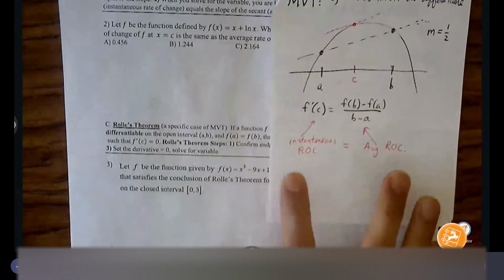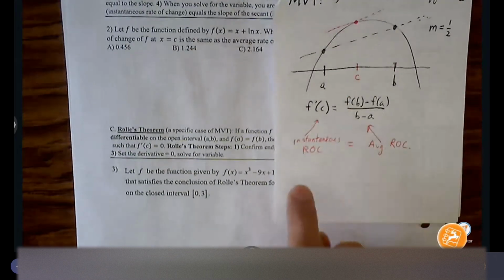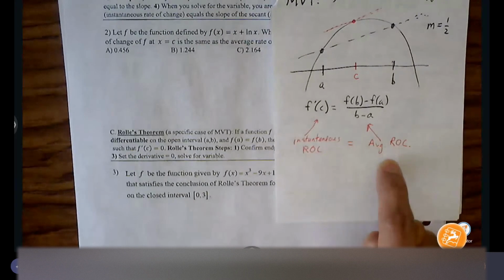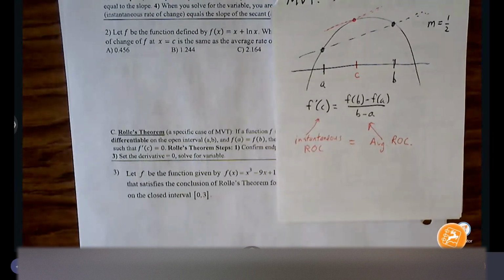But you're going to see in this problem, they're going to imply mean value theorem without actually stating mean value theorem. And the way that they're going to say it is, they're going to ask, when is the instantaneous rate of change equal to the average rate of change? Whenever we see that description, we have to internalize that as, okay, that's referring to mean value theorem. And I'm going to apply the mean value theorem steps.